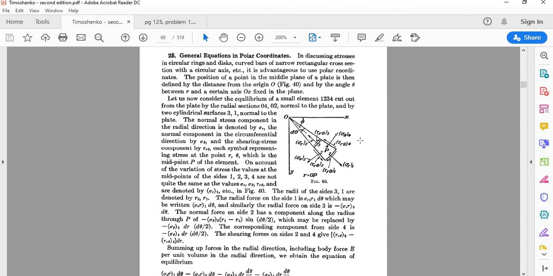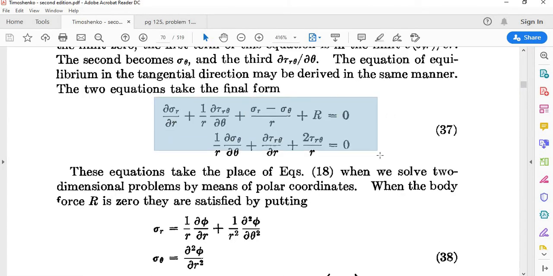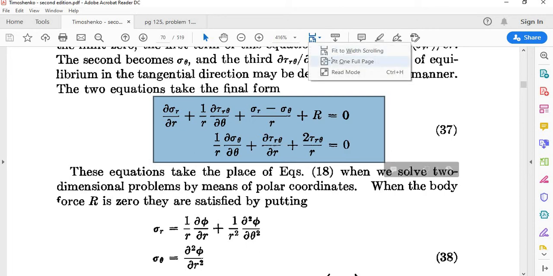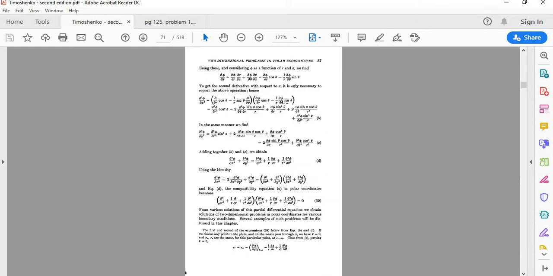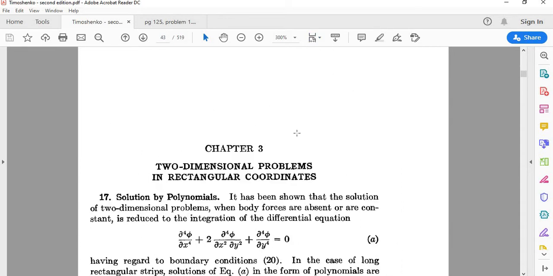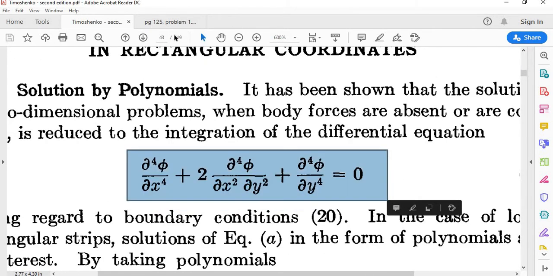Anyway, this particular section first dealt with the derivation of the equations of equilibrium in polar coordinates. In the case of Cartesian coordinates, we had seen that for 2D plane problems. So these are the equations of equilibrium in polar coordinates. This was derived in class, and after that we wanted to arrive at the compatibility condition in polar coordinates. Compatibility condition in Cartesian coordinates we had already seen, so I'll just go back to that once. So this was the compatibility condition in Cartesian coordinates.